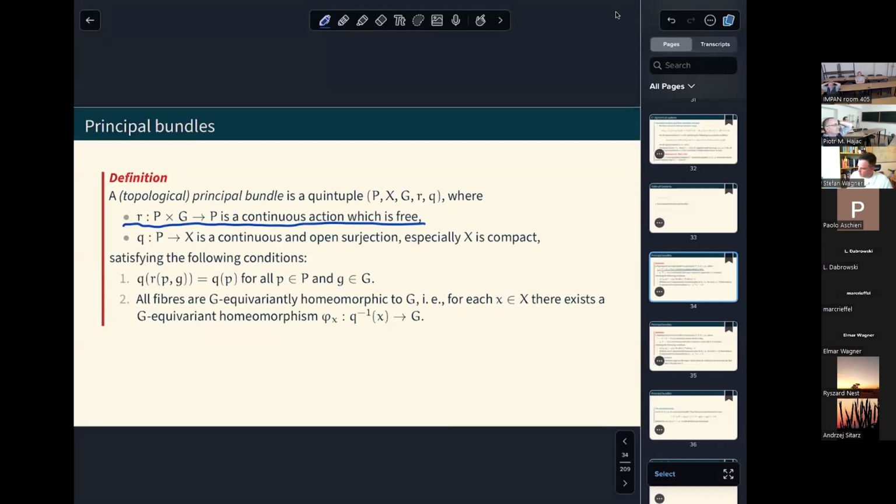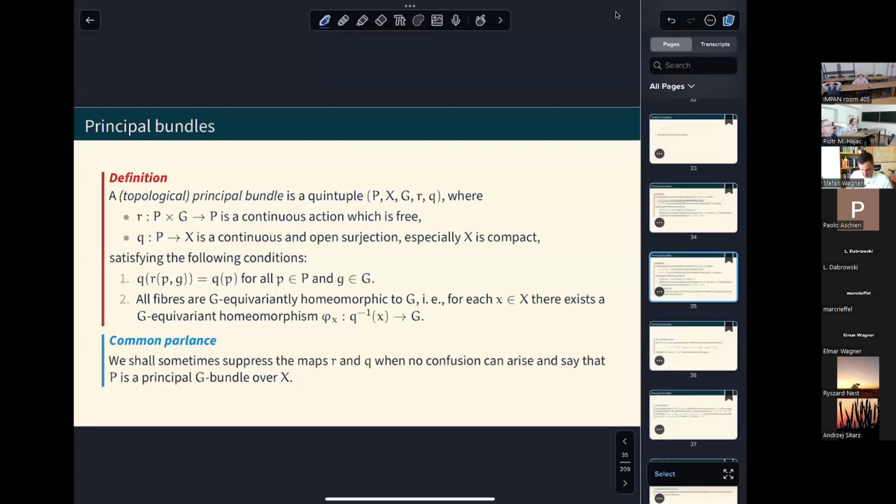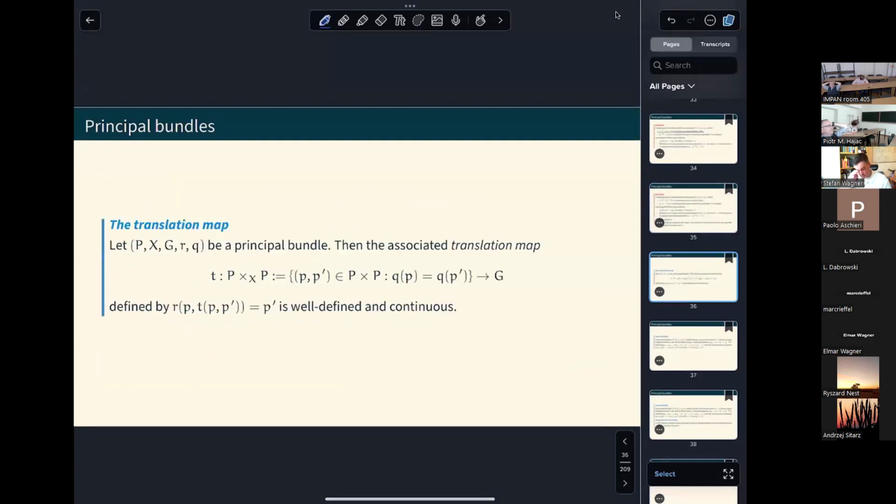So I know that you really like this translation map. Here I'm just saying that sometimes I suppress the maps and just say P is a principal G-bundle over X. Whenever I have a principal bundle in my setting, I can show that the associated translation map, which goes from the fiber product over X into the group, defined by this property, is well defined and continuous.